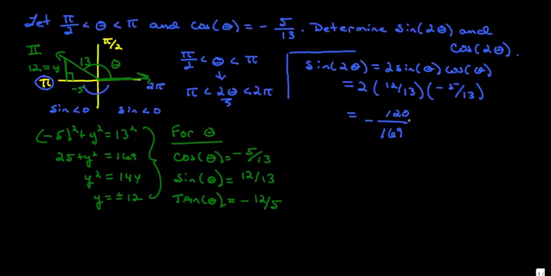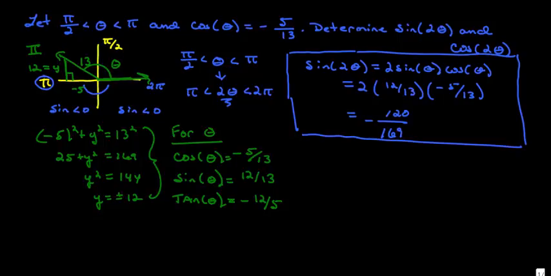Here's a couple things you should notice. First, this value is negative, like we said it would be, because sine is negative in either of those two quadrants. Second thing you should notice is that this value, 120 over 169, is less than 1. So that's also important. If I would have come up with the numerator more than the denominator, we would have had a problem there, because you can't have sine or cosine values more than 1. So that's that problem. Okay, let's do the next one.